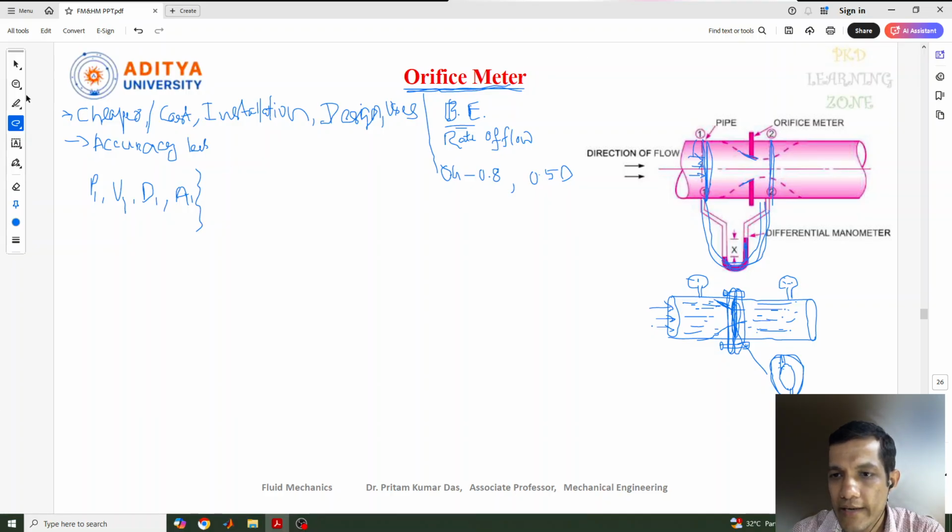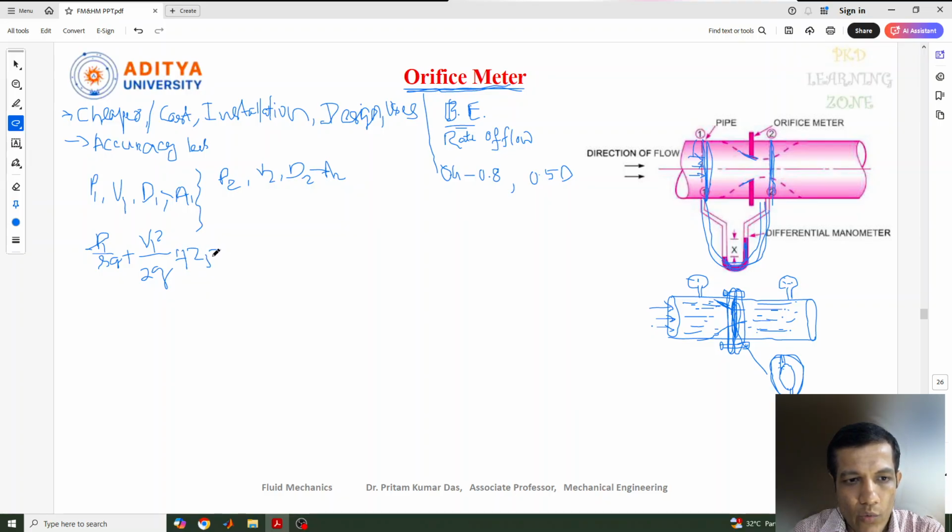Similarly, at section 2, after crossing this orifice meter, we have P2, V2 and D2, and A2 can also be found directly from here. So these are the parameters for the liquid. Now if I apply Bernoulli's equation for section 1 and section 2 when the liquid is flowing in the pipe, we can write, as you know, P1 by rho g plus V1 square by 2g plus Z1 equal to P2 by rho g plus V2 square by 2g plus Z2. So this is the main Bernoulli's equation.